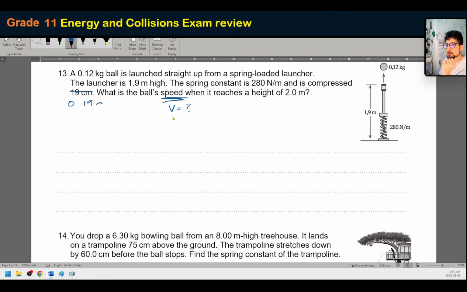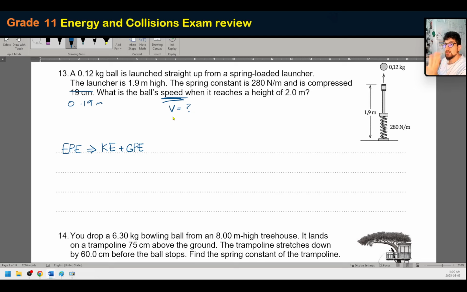What is happening here is that the energy is being transferred from the spring, elastic potential energy, into kinetic energy as well as some gravitational potential energy, because of course as the ball is gaining height, the higher up it goes, the more gravitational potential energy it's going to have. The other thing as well is as the ball leaves, most of that energy is going to be kinetic energy right at the start, because it's obviously starting to move.